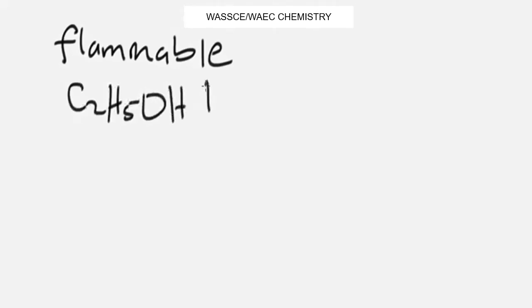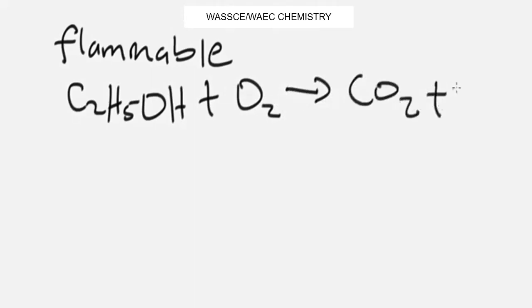C2H5OH reacts with enough oxygen in air, so we're going to have the output be CO2 plus water, H2O. So we have to balance this chemical equation. We have two carbons at the left and one carbon at the right, so we're going to add 2 here. Carbon is now balanced. What of hydrogen? We have 6 hydrogen atoms at the left, and 2 hydrogen atoms at the right, so we're going to add 3 here.